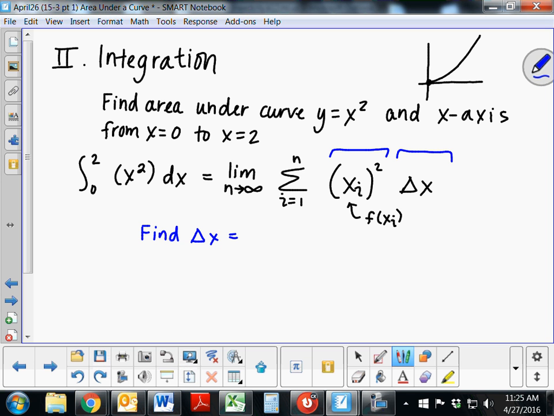Delta x. You told me a minute ago that you could find the width of your rectangles, essentially, by taking how long the segment is divided by how many rectangles you are doing. In this case, you're going from 0 to 2. So how long is that segment? From 0 to 2, it's 2 units. I do 2 minus 0 over n, or in other words, 2 over n. What about x sub i?